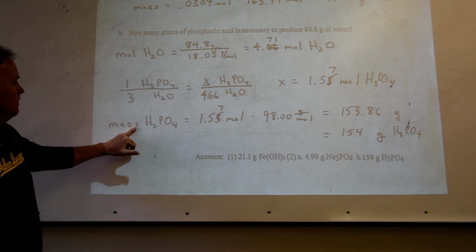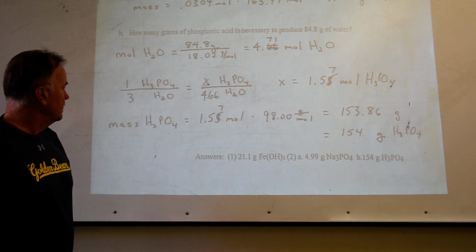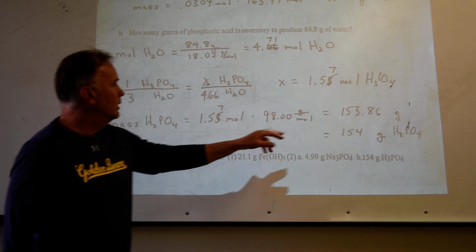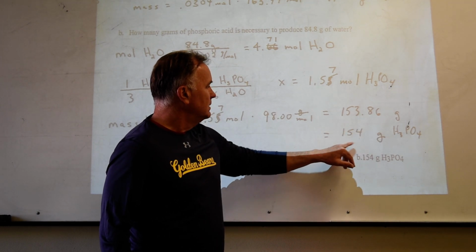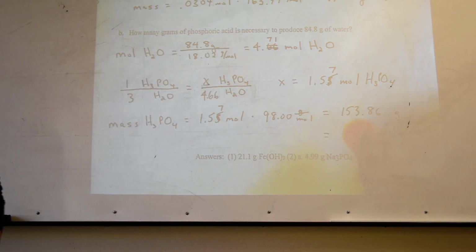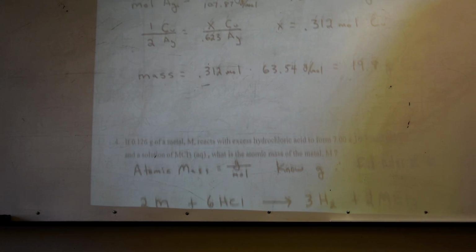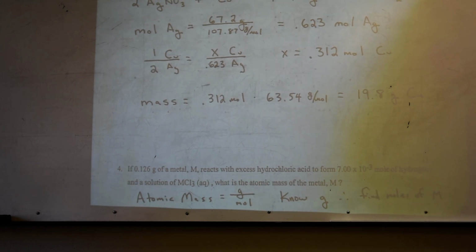And then again, convert that into mass. Moles times the molar mass of the phosphoric acid, and you end up with 153.86. Significant digits takes it to 154 grams of phosphoric acid. All right, flip it over, backside here. Here we go.